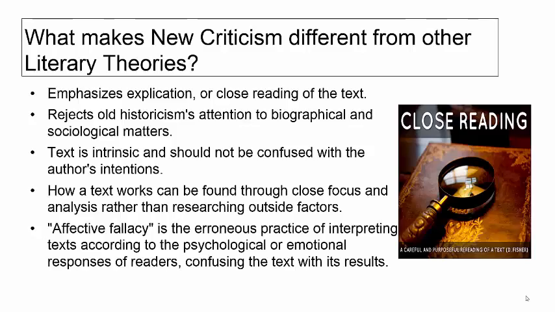What makes new criticism different from other literary theories? Well, first, it emphasizes explication, or a close reading of the text. It rejects old historicism's attention to biographical and sociological matters. The text is intrinsic. It should not be confused with the author's intentions. And how a text works can be found through close focus and analysis, rather than researching outside factors.